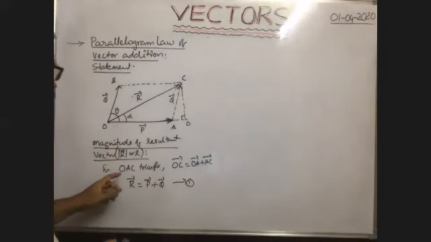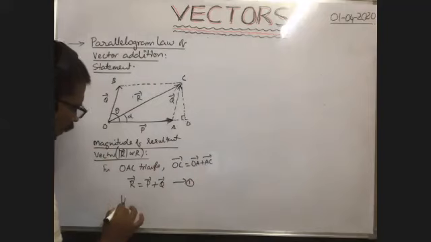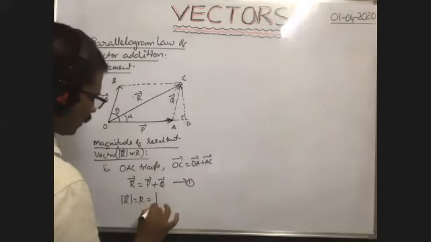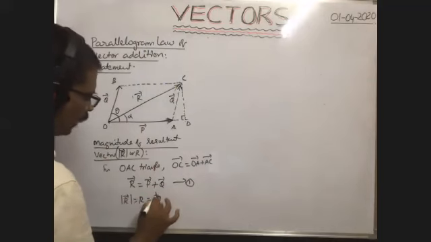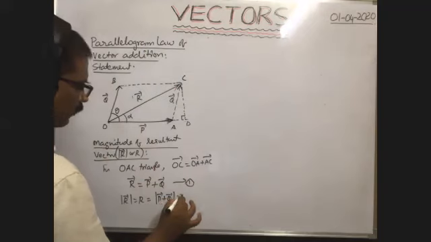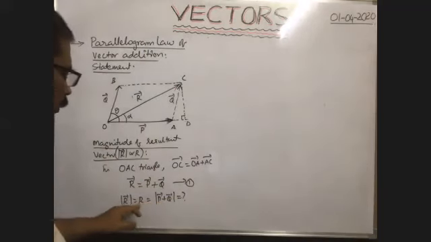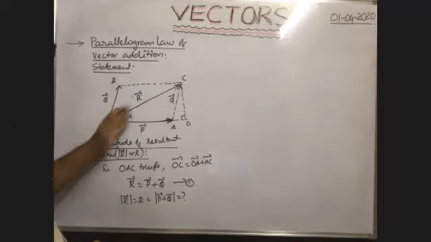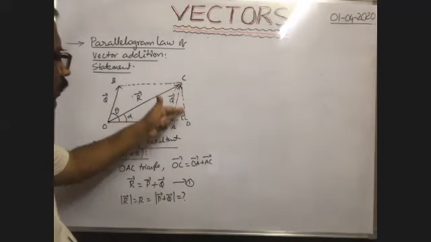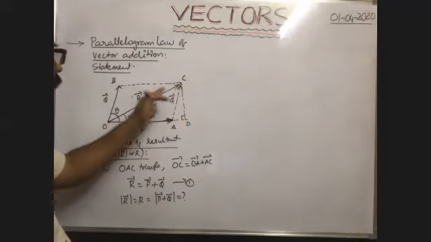Okay, now we have to find the magnitude of this. Magnitude of this means modulus of R bar, which is equal to simply R, which is equal to modulus of P bar plus Q bar. So modulus of P bar plus Q bar we have to find. That is our aim. Already we extended this line and drew a perpendicular onto this line. Now we have a right angle triangle ODC.